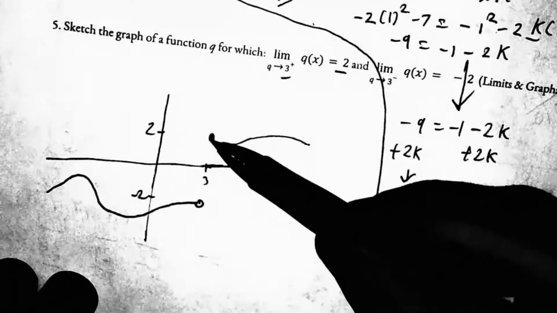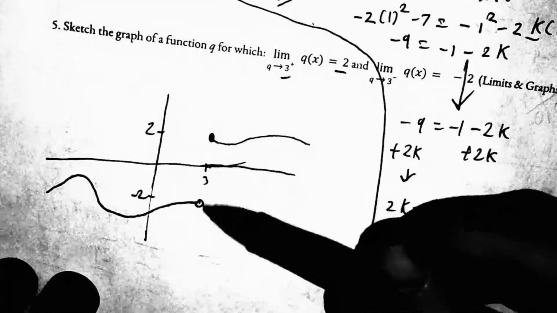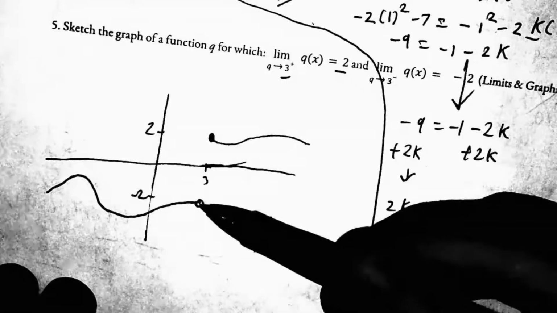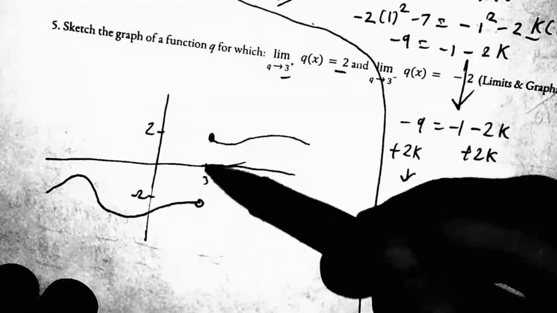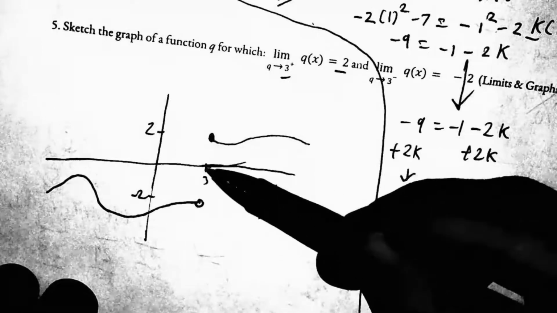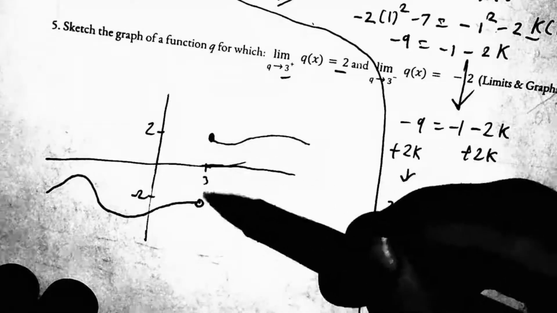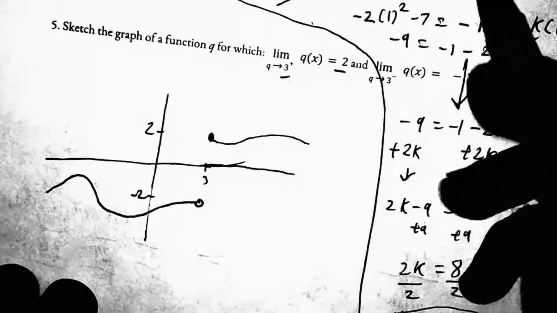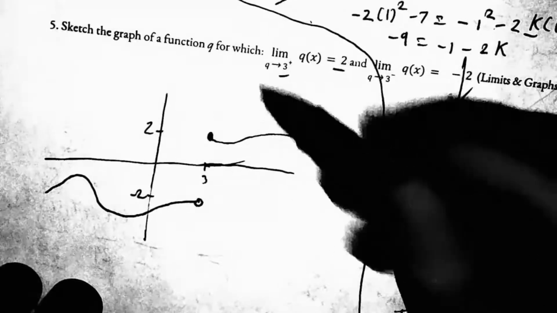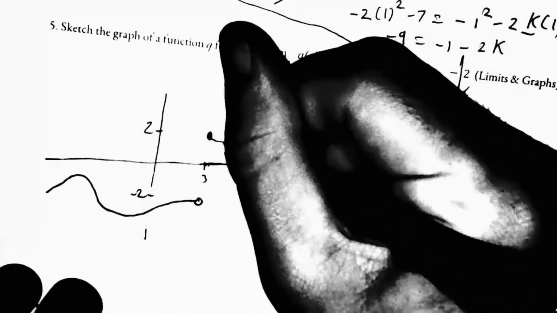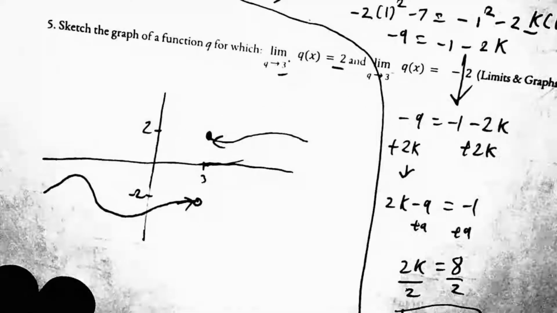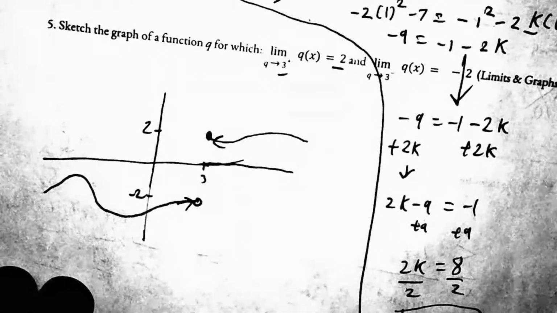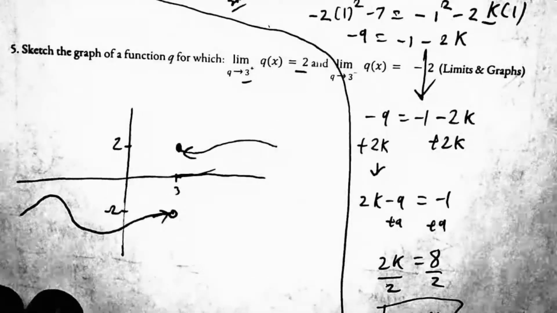It doesn't matter if your filled hole is in the top or the bottom, but one of them needs to be a hole, because you can't have two values for the same input of a function, right? So I cannot have a filled hole here and here. One needs to be open. Doesn't matter which one. So the limit from the right is approaching 2. The limit from the left is approaching -2. That's it. And you can just go back and test it if you're not sure.